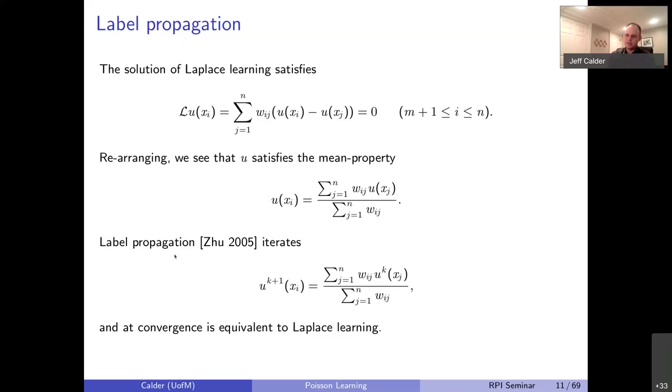So when you hear people talking about label propagation, this is the same as Laplace learning. It just refers to a method for computing the solution to Laplace learning. People who have a PDE background will recognize this as the Jacobi method for solving Laplace's equation, and it's one of the slowest methods you can use. What would be faster here is something like a preconditioned conjugate gradient iteration.